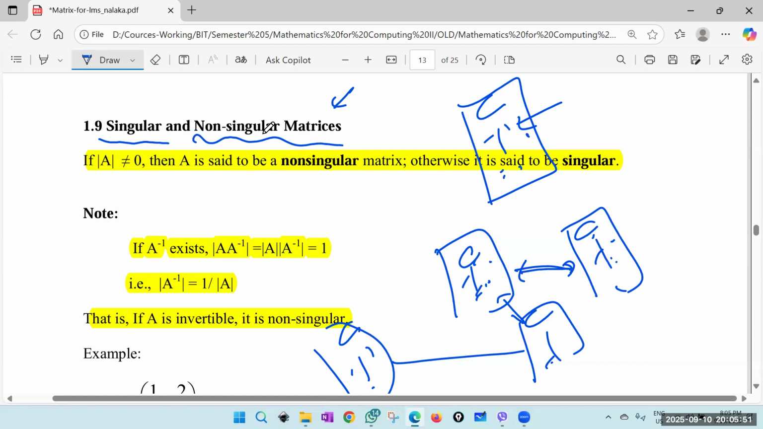We'll discuss how to check whether a matrix is singular or non-singular and how to find the inverse after the break.